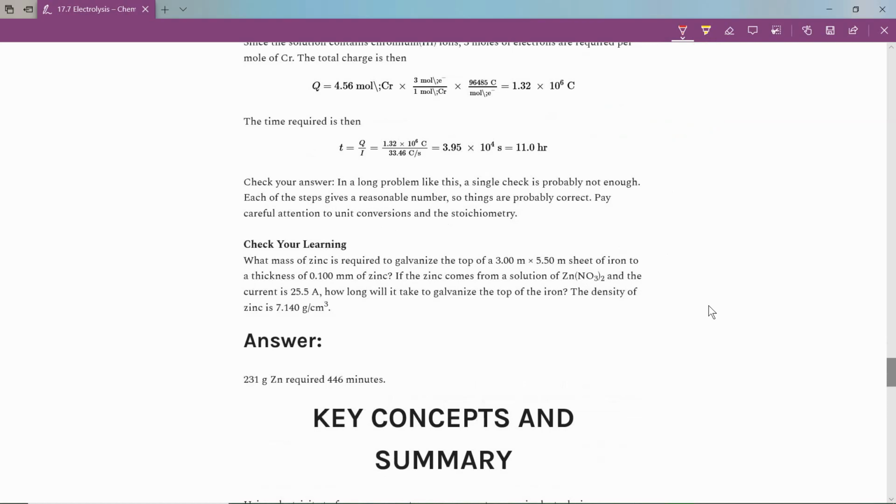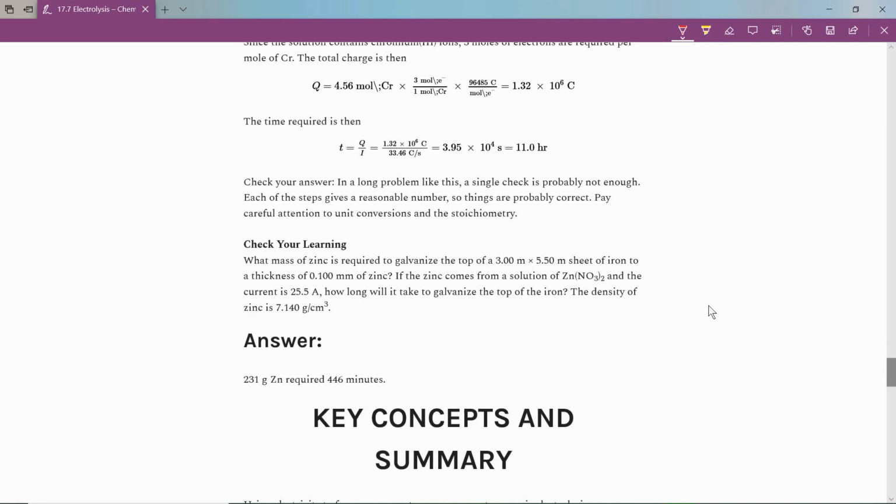You can try to check your learning on your own if you want. Here, you want to galvanize. That means put zinc on top of something. When we talk about galvanized steel, that means it's protected with zinc, and zinc is the stuff that's going to oxidize. Galvanize the top of a sheet of iron to a thickness of so many millimeters of zinc. And so you can do the same kind of question.